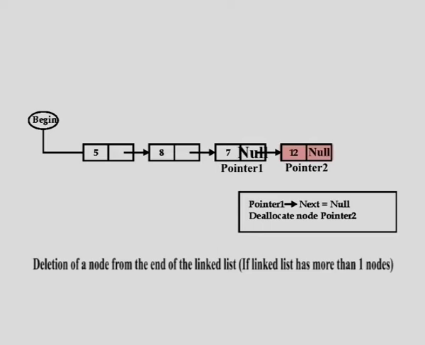Now, the next part of pointer 1, that is next part of second last node, is set to null as it will be the last node, and the deleted node 12 whose address is in pointer 2 is deallocated.